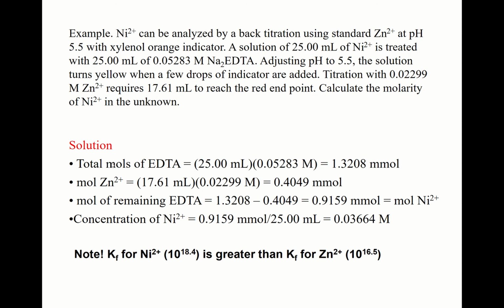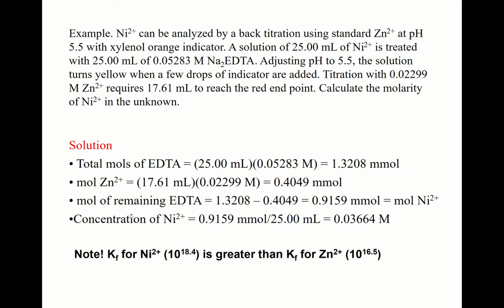And here is the solution. Total moles of EDTA is 1.3208 millimole, and moles of zinc is 17.61 milliliters multiplied by the zinc concentration, and it gives 0.4049 millimole. So the moles of remaining EDTA is what? The initial moles minus the moles reacted with zinc ion, the difference. That is 0.9159 millimole, which is also the moles of nickel ions, because the reaction proceeds 1 to 1.